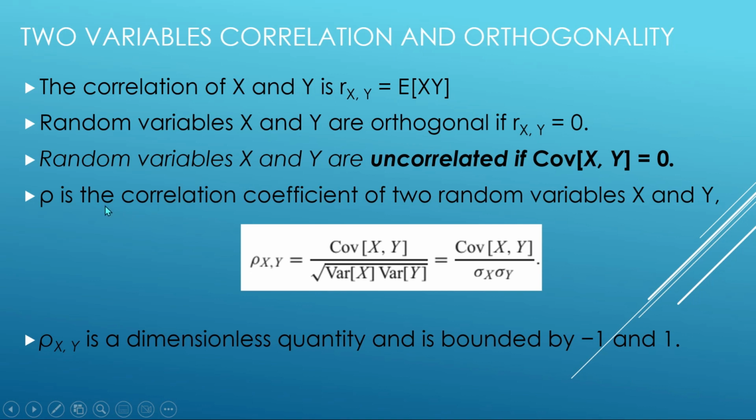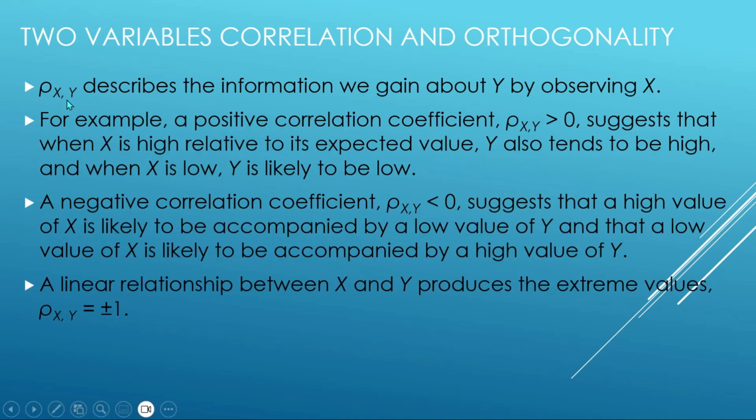Rho is the correlation coefficient of two random variables X and Y. So rho is equal to covariance divided by the standard deviation of X multiplied by the standard deviation of Y. Rho is a dimensionless quantity and is bounded by -1 and 1. Rho describes the information we gain about Y by observing X.